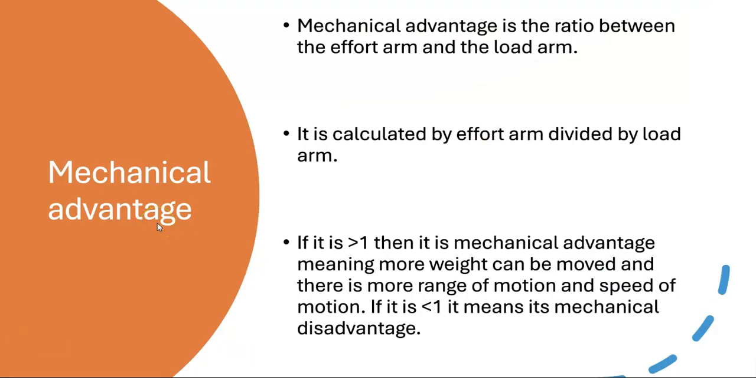Mechanical advantage is the ratio between the effort arm and the load arm. It is calculated by effort arm divided by load arm. If it is bigger than 1, it is mechanical advantage, meaning more weight can be moved and there is more range of motion and speed of motion. If it is below 1, it means it is mechanical disadvantage.